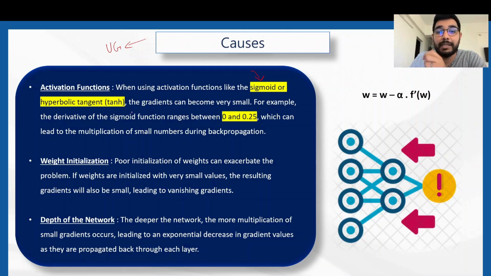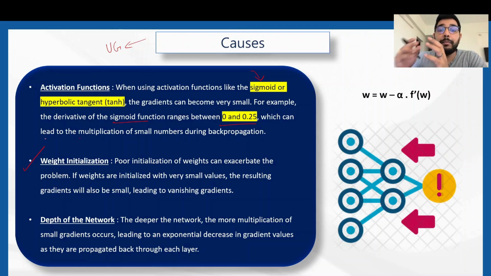For example, if we specifically talk about the sigmoid function, the gradient or the derivative, which are synonymous to each other, ranges between 0 to 0.25, which is a very small value. And as we back propagate, the multiplication of small numbers in that particular order of back propagation makes the gradient even smaller with each and every iteration progressing.